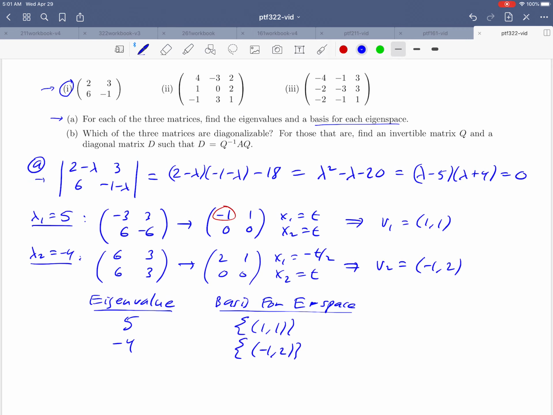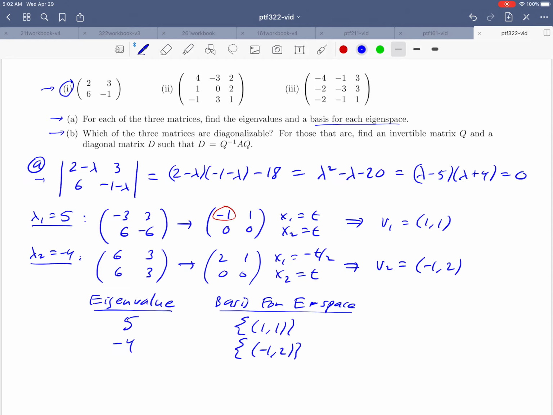Part B is asking us, this matrix that we started with up here, is it a diagonalizable matrix? And if so, we want to write down those special matrices D and Q. Well, how do we decide if something is diagonalizable? Remember that that's about having enough eigenvectors to form a basis for the entire space that we're talking about.